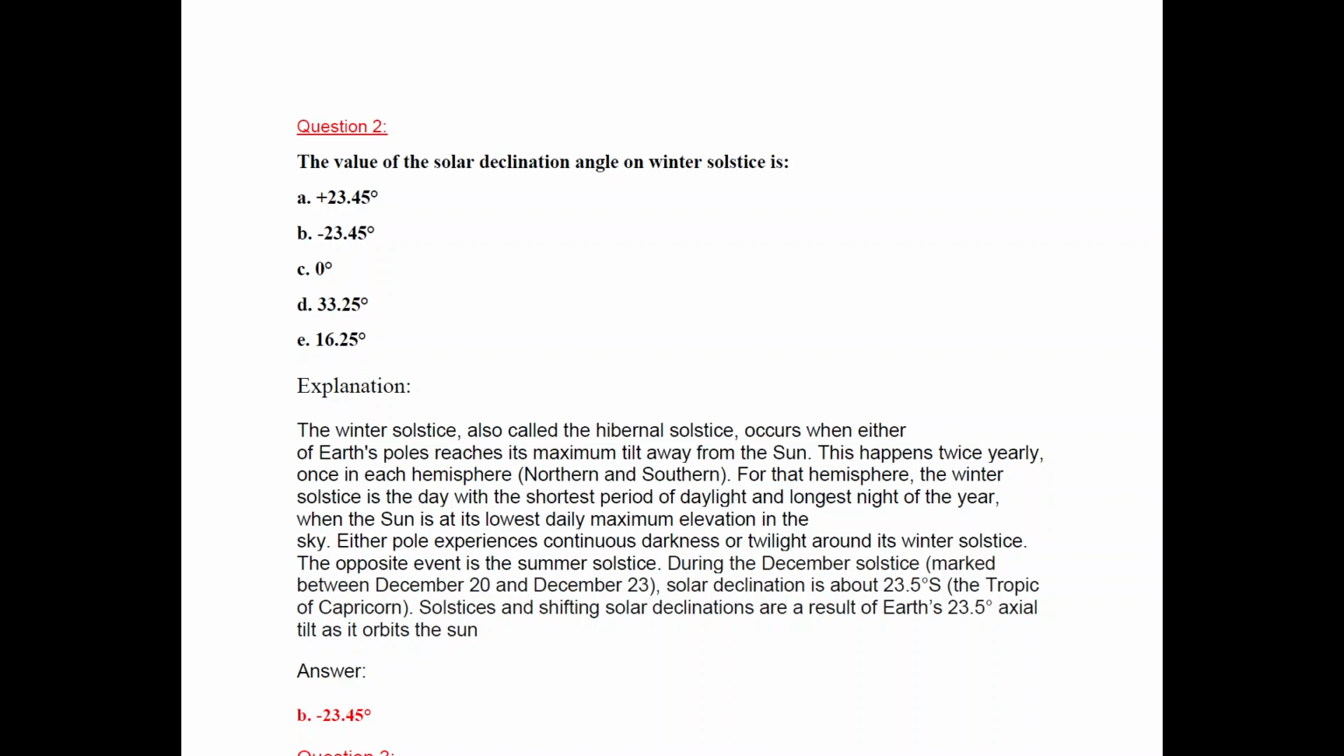The December solstice is marked between December 20 to 23, and solar declination is about 23.5 degrees south, the Tropic of Capricorn. Solstices and shifting solar declination are a result of Earth's 23.5 degree axial tilt, and as it is summer, we know the sign marking as Saras told in the class. So the winter solstice will be minus 23.45 degree. The correct answer is V.